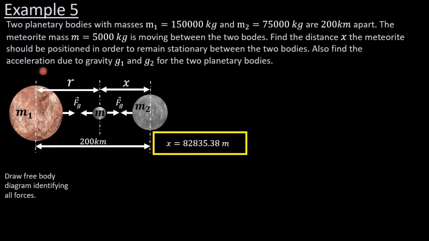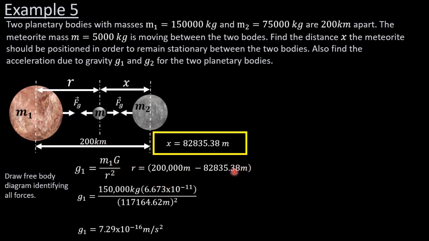So I want to find the acceleration due to gravity g1 and g2 for the two planetary bodies. So I want to know what the acceleration due to gravity of m1 is at this instant, and I want to know the acceleration due to gravity for m2 at this instant. So for g1, I'll just do m1 times g over r squared. So if I just use r equals 200,000 meters minus 82,835.38 meters. Okay, so I'm using this distance here, so the distance r. So substitute all those values in, put it into my calculator, and I get g1 equals 7.29 times 10 to the minus 16 meters per second squared. And that is the acceleration due to the gravitational field of mass 1.